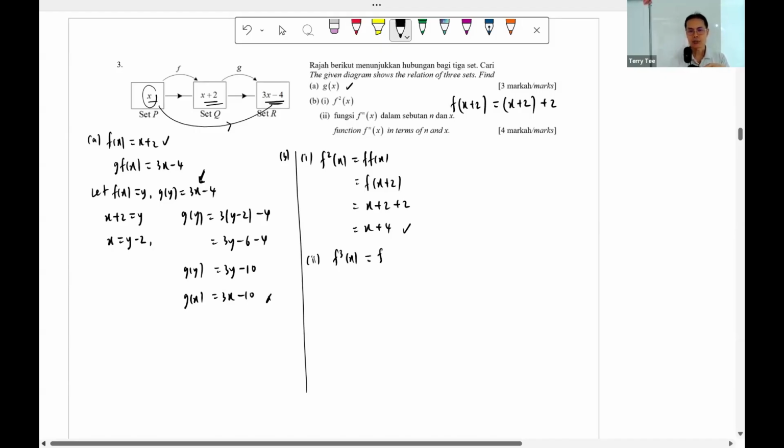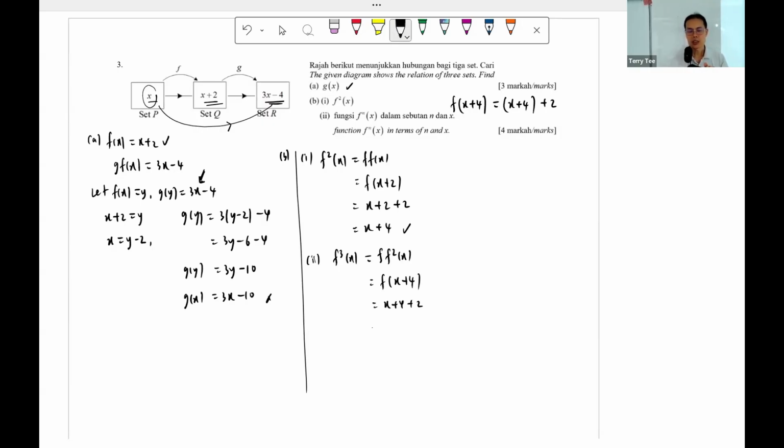f3(x) means you're putting f2(x) inside f(x). You can also put f(x) inside f2(x), the other way around, okay? Now, what's my f2? My f2 is x plus 4. I take this, I put inside my f(x). Let me show you here. I just want to change this to x plus 2. If I put x plus 4, this becomes x plus 4 plus 2 equals x plus 6.